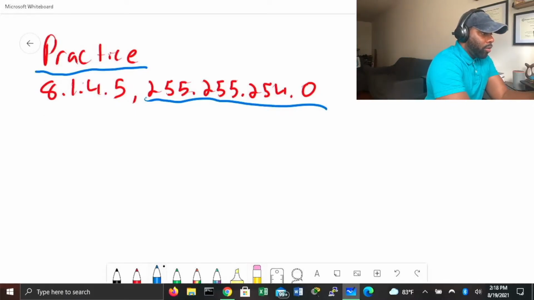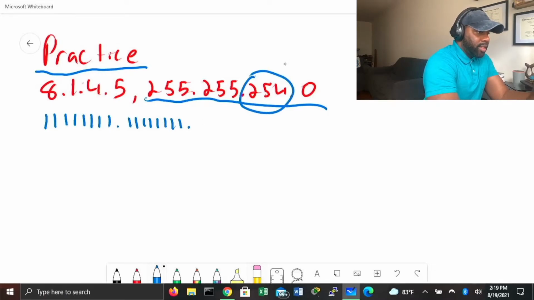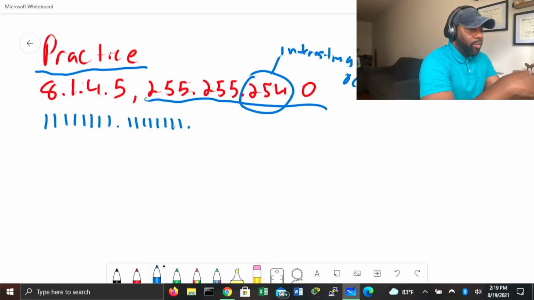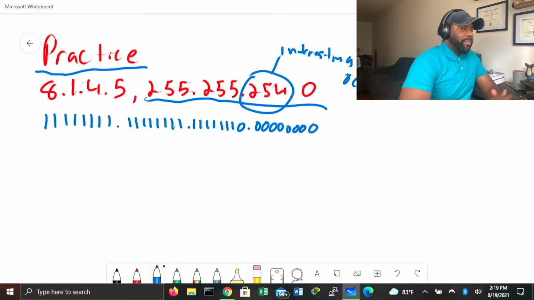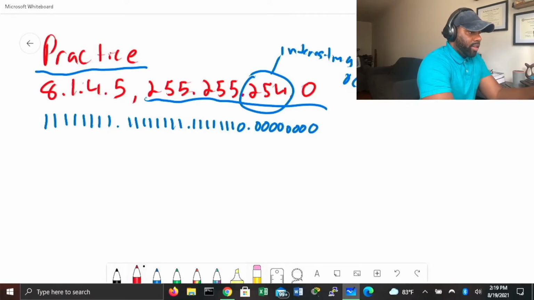So here we go. 255 is equal to 8 ones, right? We know that 8 bits are turned on. And then what's this number? This is the interesting octet. We're going to get more into that fancy terminology in our next video. We know that 254 translates to 7 ones. So that is the binary form, right?